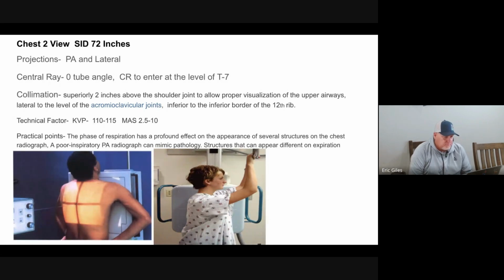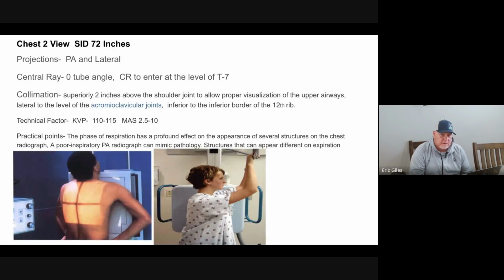Okay. So there's no tube angle, and the central ray is going to be right at T7, or right at the lower border of the scapula. Okay, that's where you're going to put your crosshair. You want to make sure that you include both sides, both lateral skin margins. We also want to include 1.5 to 2 inches above the shoulder. And we also want to include the costophrenic angles, or we need to include the entire lung field. Okay, so collimation is important.